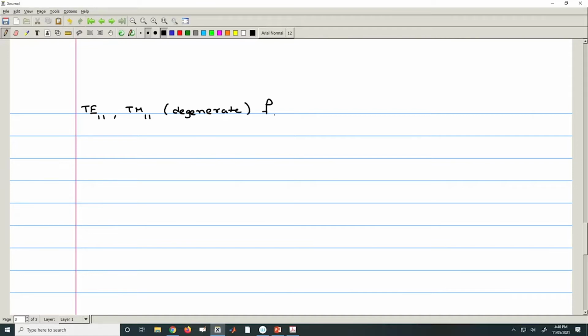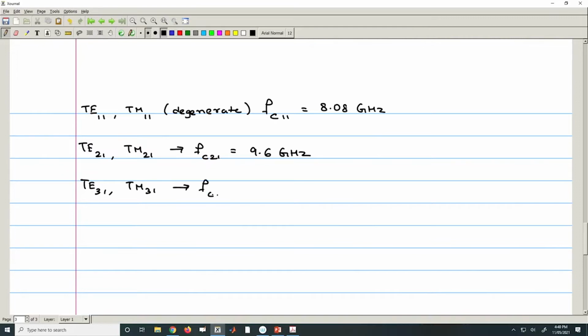Okay. We can write FC11 as 8.08 gigahertz. For TE21, TM21, FC21 will be 9.6 gigahertz. TE31, TM31, we will have FC31 as 11.72 gigahertz.